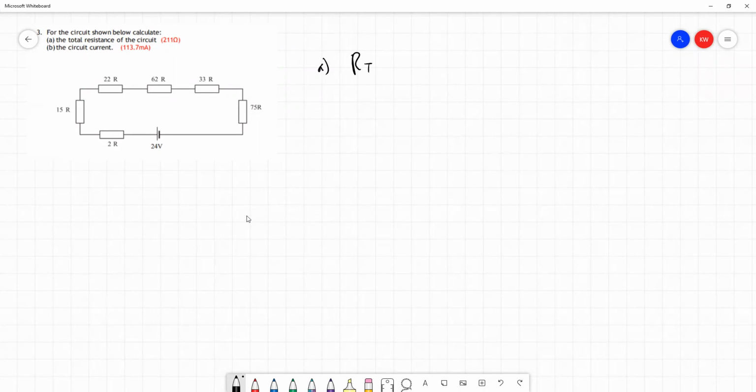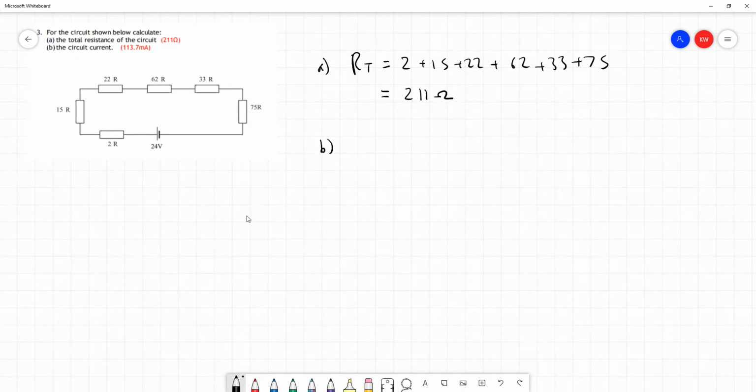I'm not even going to bother numbering our resistors in this case, because in this question, we're never asked to deal with any individual components. We're only interested in the total resistance for the circuit in part A and the current in the circuit in part B. So I'm just going to start from the left of our battery and add up all the resistances. So 2 plus 15 plus 22 plus 62 plus 33 plus 75. And if you put all that into your calculator, you'll find it is indeed equal to the answer indicated in the question of 211 ohms.